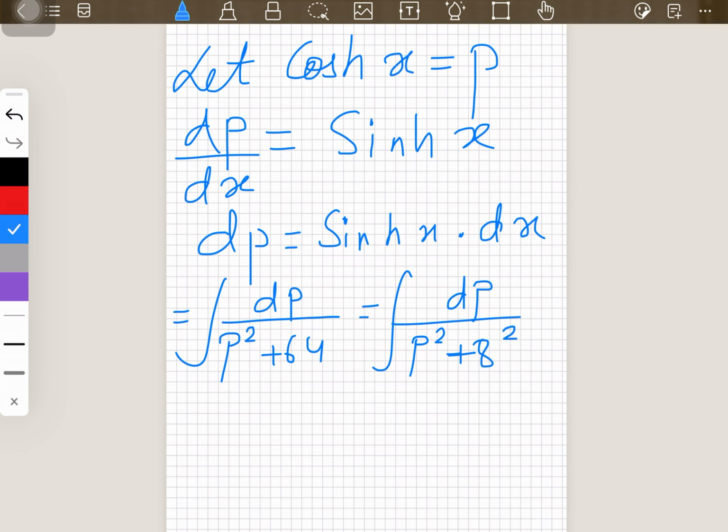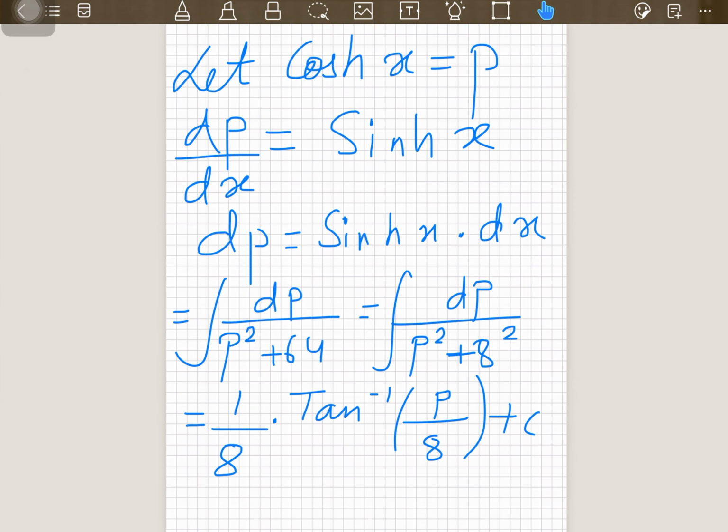Yes, so what we had assumed previously, that 64 can be used as 8 square, has come true here, and we know the formula of the integration of 1 over a square plus x square. We have already done it in many questions earlier, so it's going to be very simple. We're just going to apply the formula. I hope you've remembered it. It is 1 over a, here a is 8, times tan inverse x over a. So x can be considered as p over here, and a is 8, plus c.